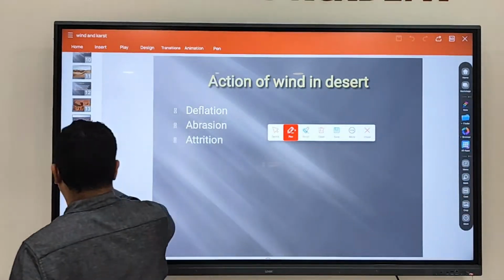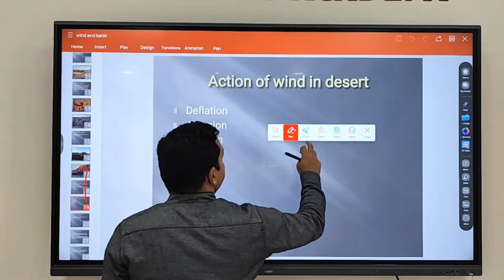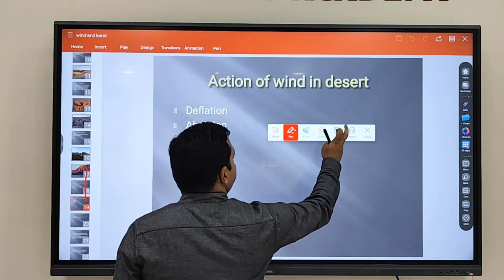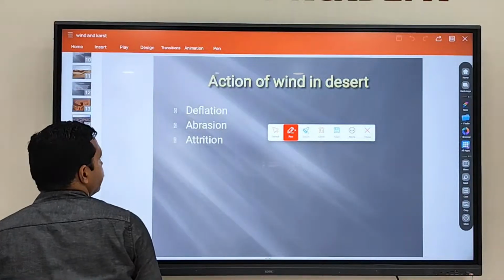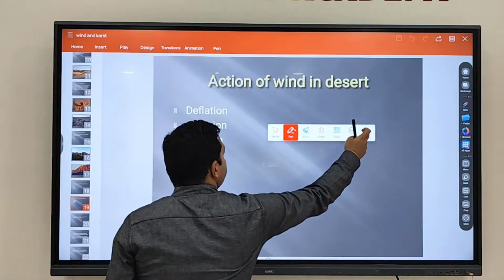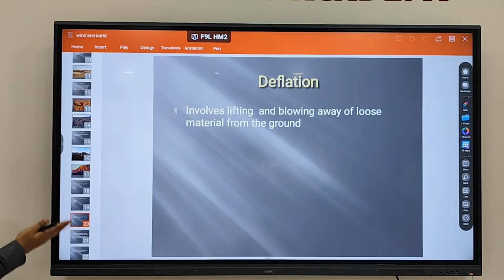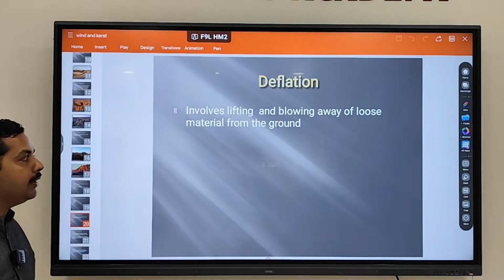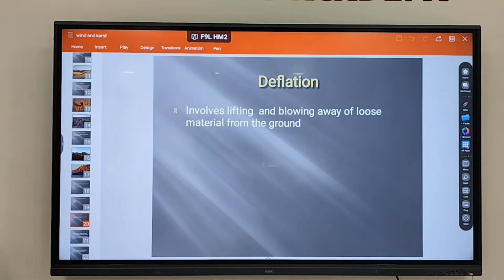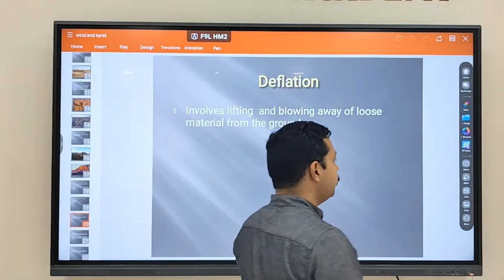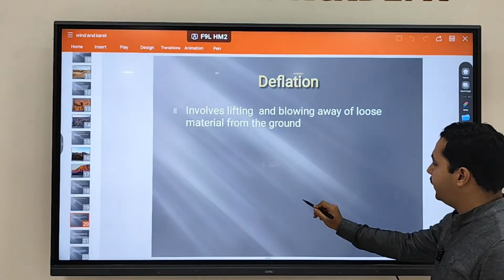Now, so this is what the definition is talking about. What is deflation? It involves lifting and blowing away loose material from the ground. So what is the deflation process? When wind is lifting away material and moving it away, then it is called deflation. Now, there is one thing you have to keep in mind.